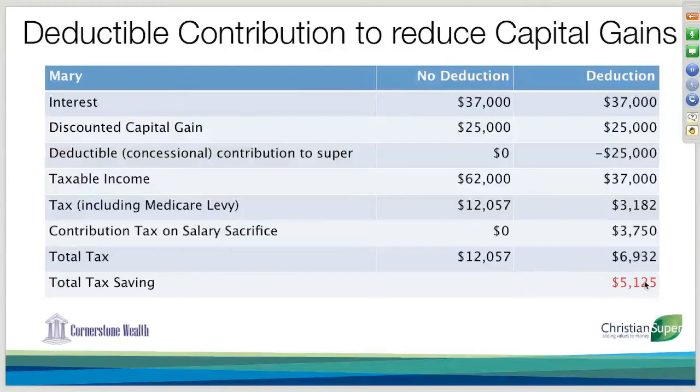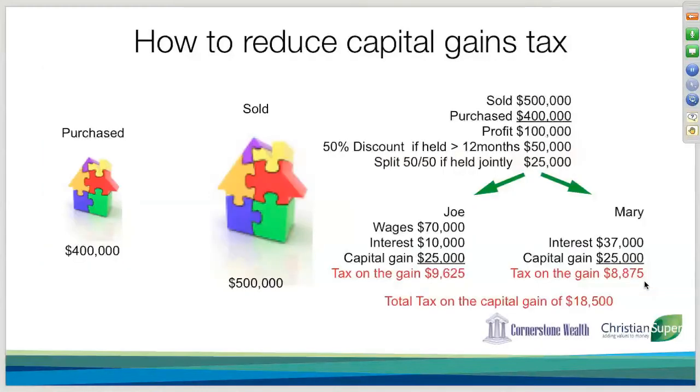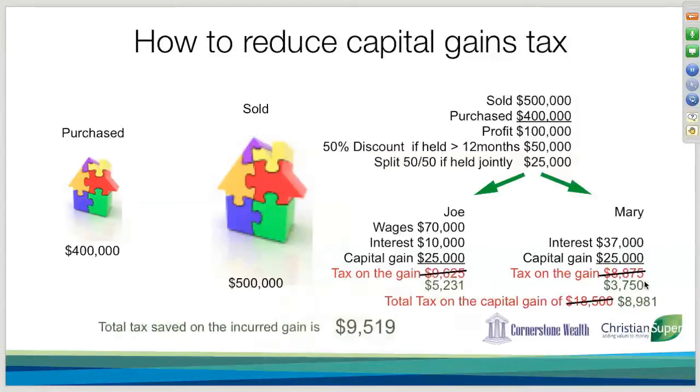So what that actually looks like, rather than $9,625 in tax, Joe's going to pay $5,231. Mary, rather than paying $8,875 in tax, will pay $3,750. Rather than paying $18,500 in total, they're able to reduce it to just under $9,000 in tax. So the total tax saved on the gain here is $9,500. So they're the two approaches to saving tax when you're liquidating an asset.